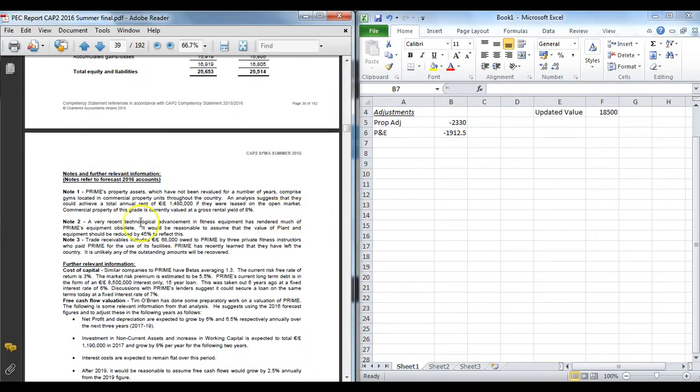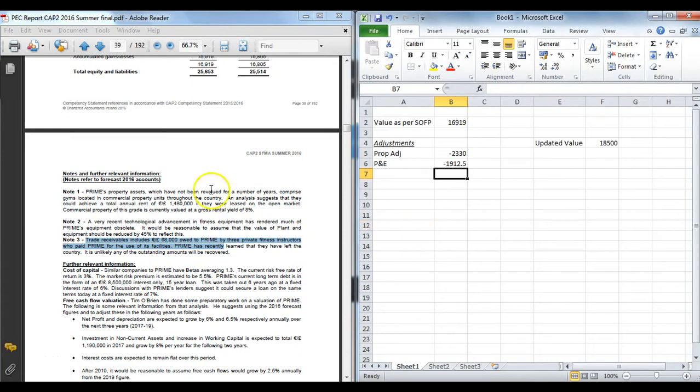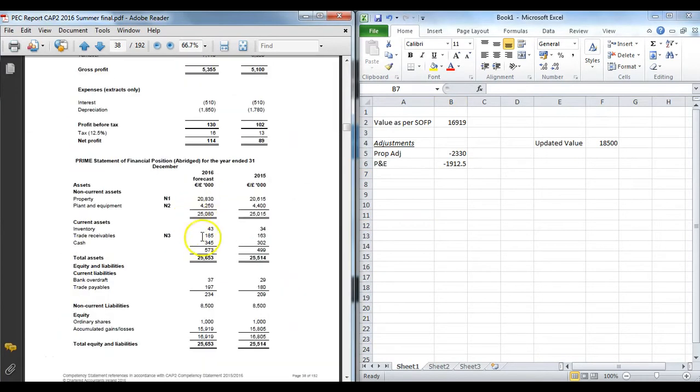And the final adjustment then, you're told trade receivables include 68,000 owed to Prime by 3 private fitness instructors who paid Prime for the use of facilities. However, the Primes recently learned that they've left the country and are unlikely they're going to be paid or recovered. Therefore, this is essentially a bad debt. We valued it in the book at 185, and actually 68 of that trade receivables should be written off.